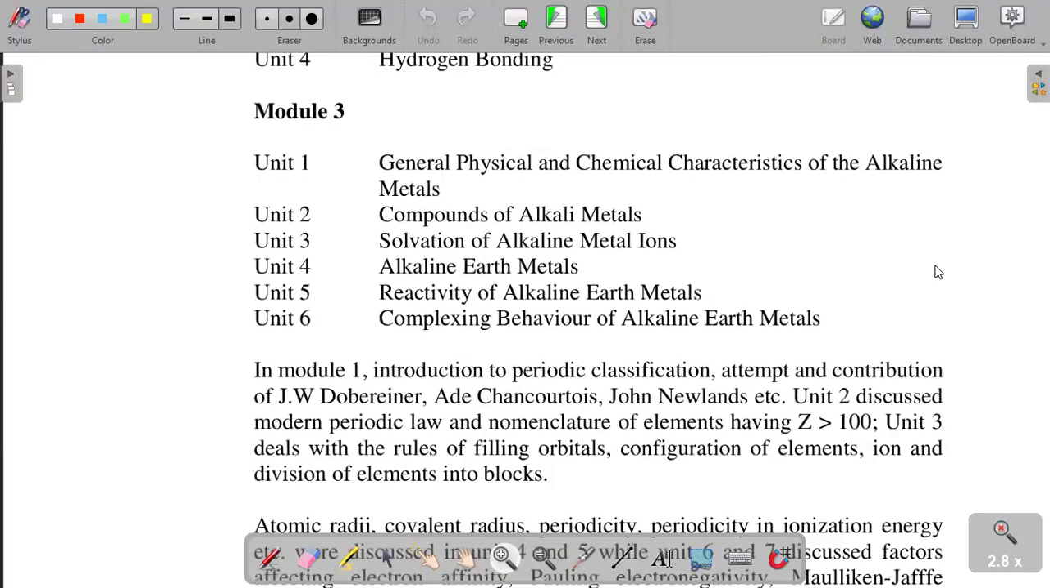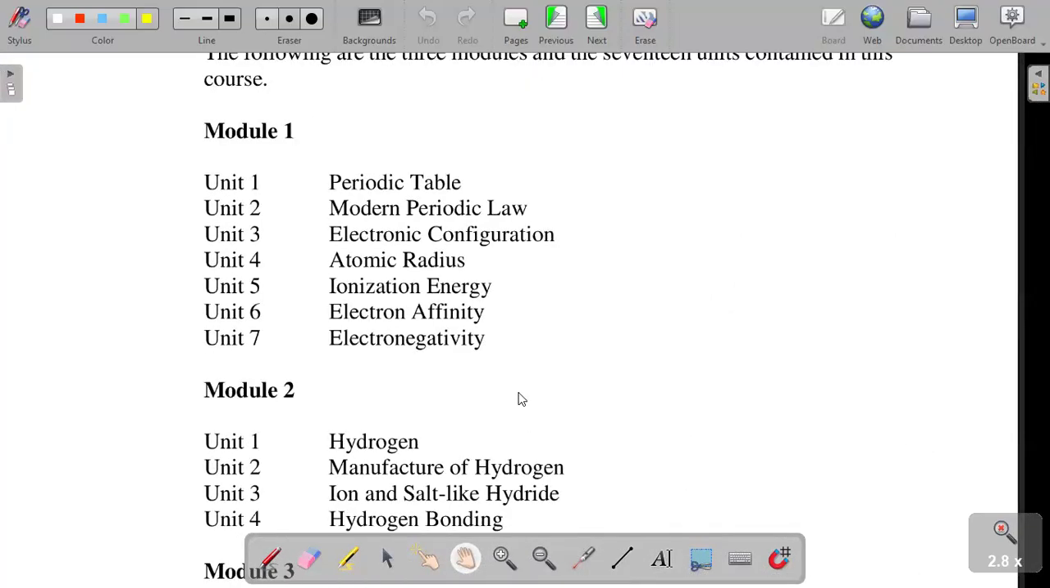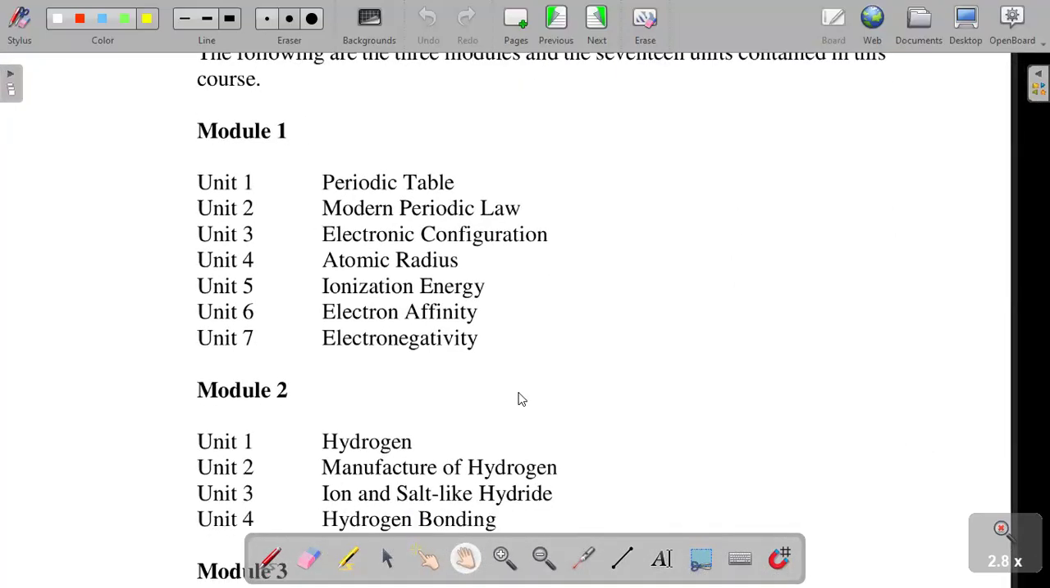Module 1 contains the periodic table, modern periodic table, electronic configurations, atomic radius, ionization energy, electron affinity, and electronegativity. All these things mentioned here are properties of the periodic table: the atomic radius, ionization energy, electron affinity, and electronegativity.